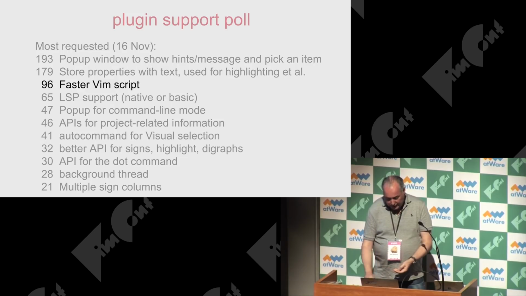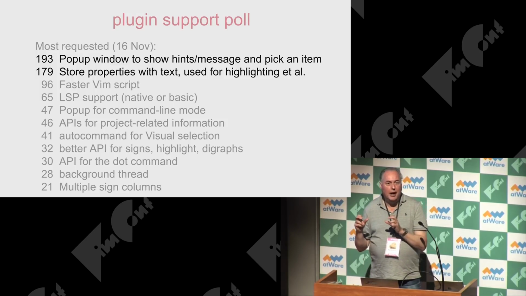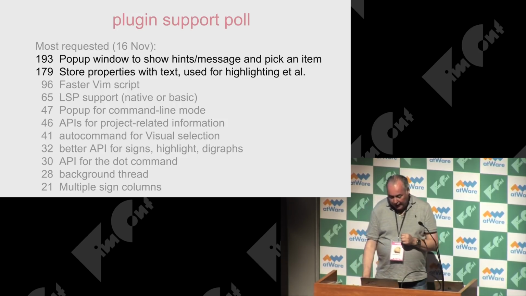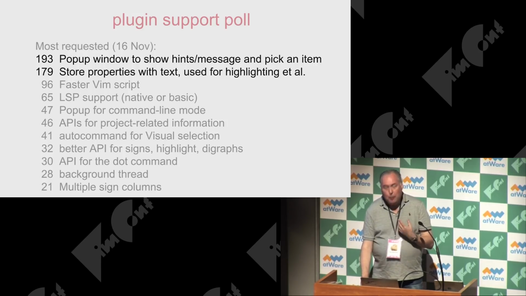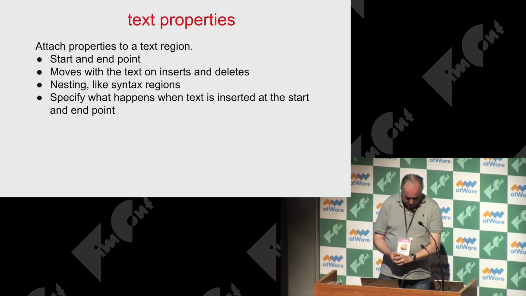Faster Vim support, well, that's actually something we already talked about, and there's a long list of other things. But let's first go into the first two. And the interesting thing is that the pop-up window, you need to have some way to define what to show there, including highlighting. And the second one, text properties, also is used to define highlighting. So those two are actually related to each other, or actually the pop-up window depends on the text properties. So let's look at that one first.